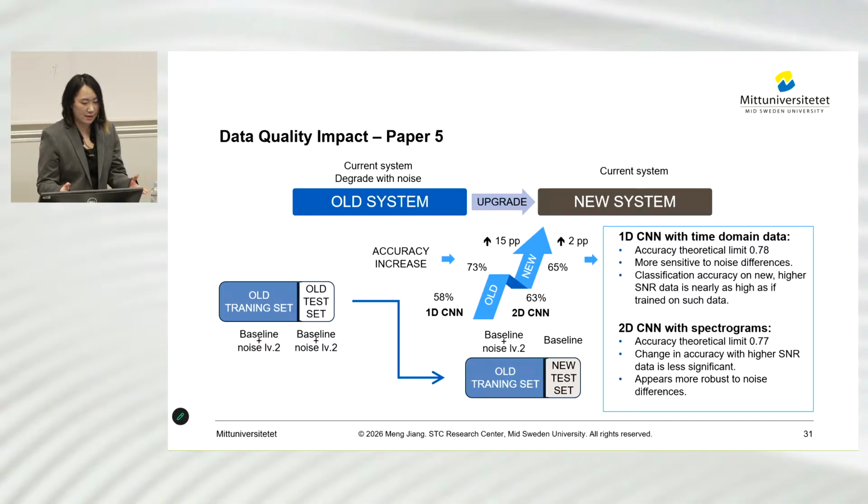And the accuracy increase showed that the one-dimension CNN has almost met the ground truth: it shows the result that it has been almost trained as on the highest SNR data, and the ground truth is 78%, and this result is 73%. So we could tell the accuracy increase about that model. However, the 2D CNN is much more robust, not as sensitive as the 1D CNN, and the accuracy increase is not that big and significant.